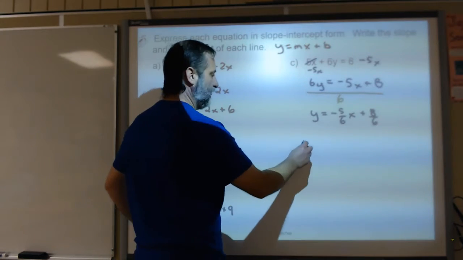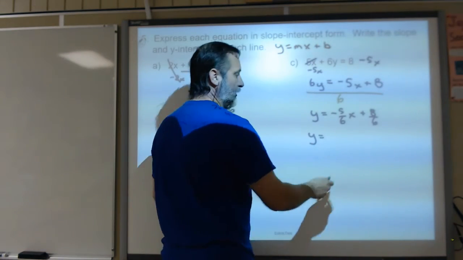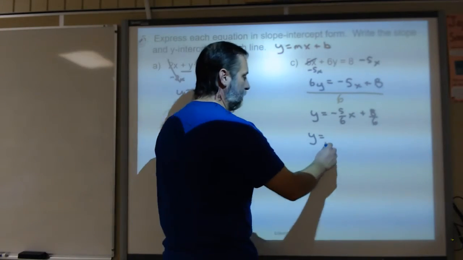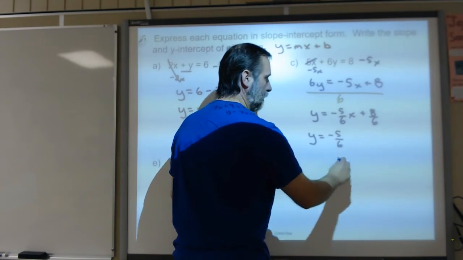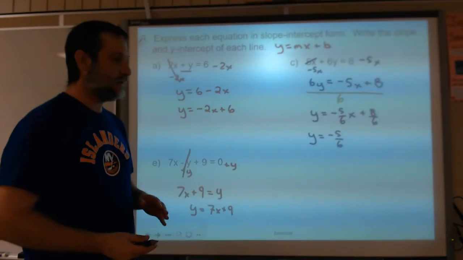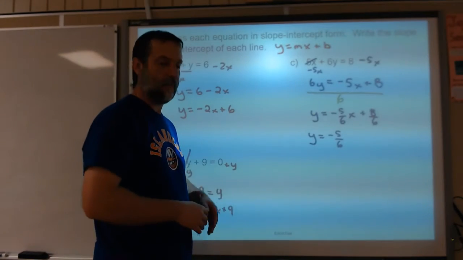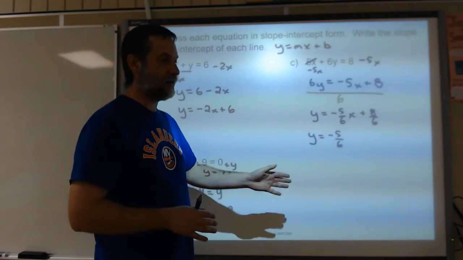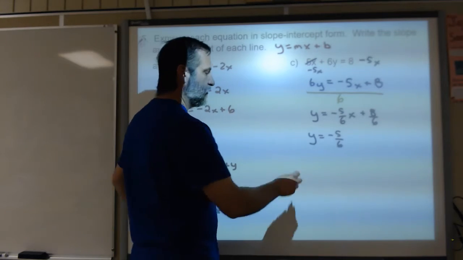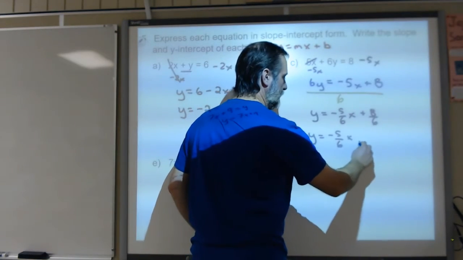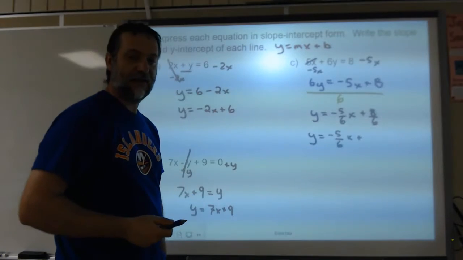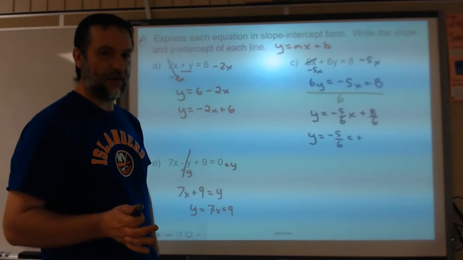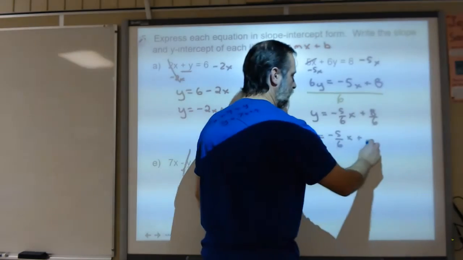So the y is simplified. The 5/6 is simplified. We don't want to write things in mixed fraction format. There's still work to be done from this, so we're going to leave it be. So negative 5/6x. Can we simplify 8/6? Yes, we can. They're both even numbers. Plus 4/3.